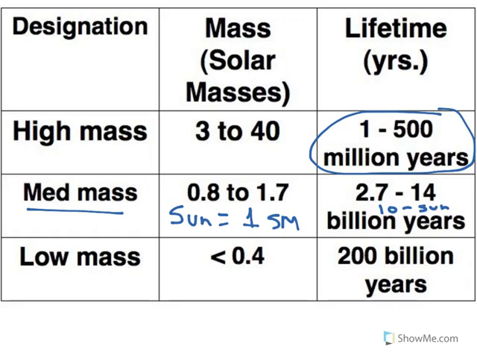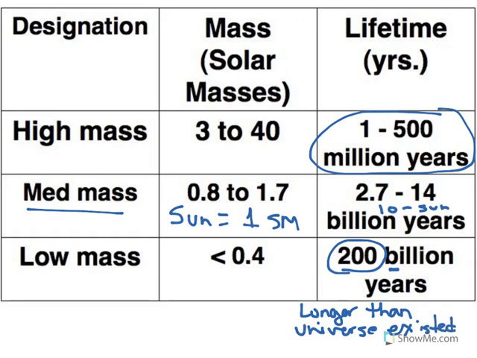And then the lowest mass stars are as much as 200 billion, billion with a B, years. That is longer than the universe has existed. Our universe is roughly 14 billion years. And so that means that our universe has not existed long enough for any low-mass star to die. So that's an intriguing thought. Every low-mass star that has ever been born is still alive today and will be for quite a long time.